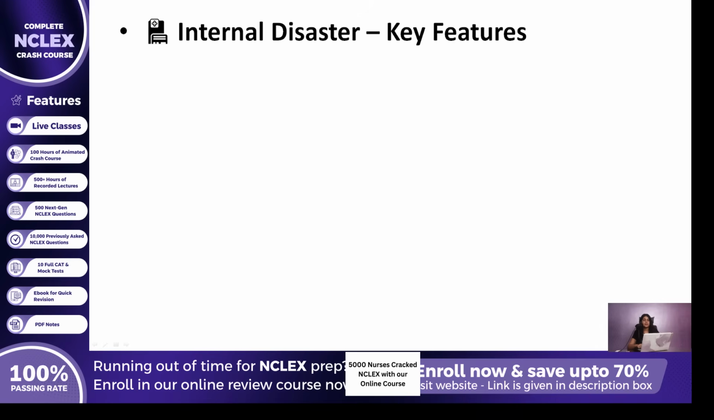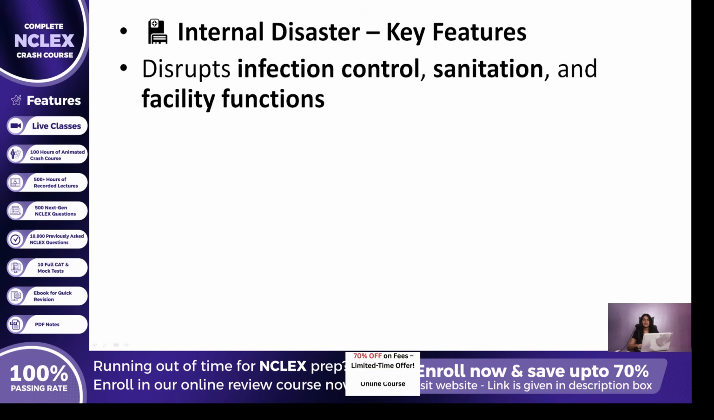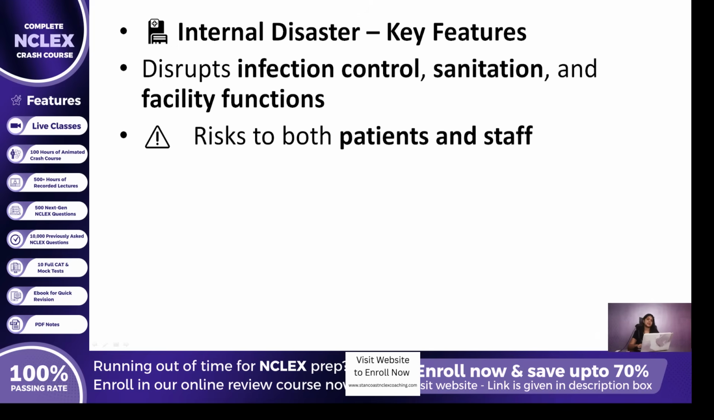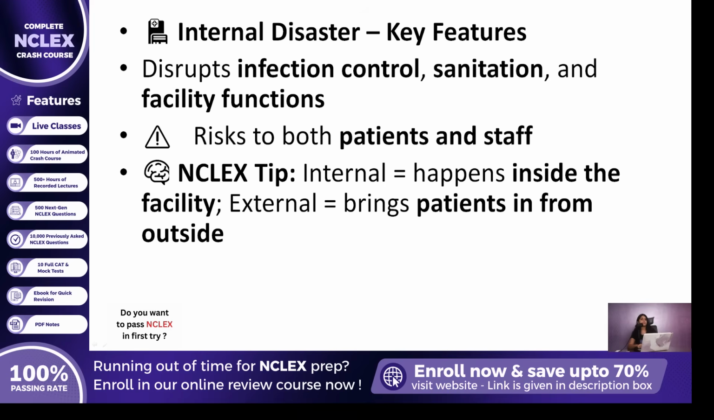This is a clear example of an internal disaster, as it directly disrupts infection control, sanitation, and basic facility functions, putting both patients and staff at risk. NCLEX tip: internal disasters originate within the facility and affect infrastructure. Always distinguish these from external events that bring patients in from outside.